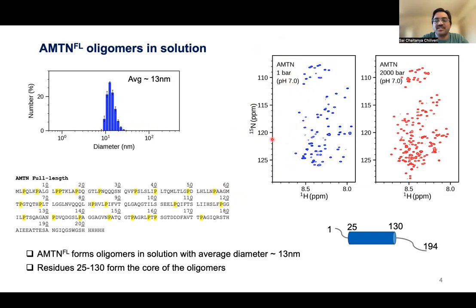The figure on the right shows the NMR spectrum of amelotin at the atmospheric pressure of 1 bar under physiological conditions of pH 7. Of the expected 200 amino acids, we observe only a few resonances. Now that we know that it forms oligomers, the resonances that we observe in the spectrum belong to the flexible residues of these oligomers. It is very well known that these oligomeric proteins, being thermodynamically of low stability, undergo dissociation in the presence of hydrostatic pressure.